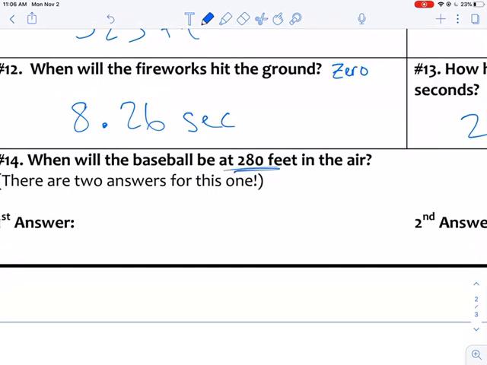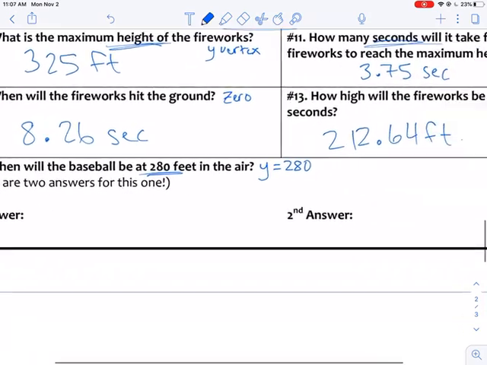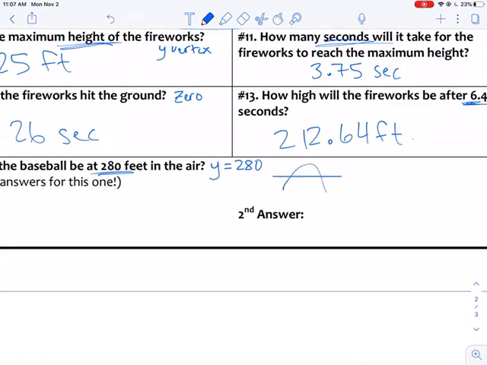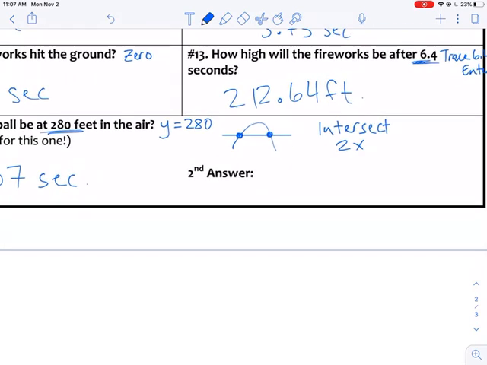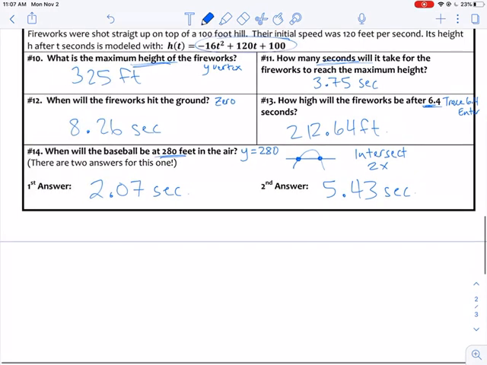When will the baseball be 280 feet high? So again, you got to go into your y equals, put in a second equation of y equals 280, and you're going to look for where that 280 intersects. So you're going to use your intersect. You have to do it 2 times. So the one on the left is going to be after 2.07 seconds. And your intersection on the right is going to be after 5.43 seconds. That ball will be 280 feet high. Or a firework, sorry. That's a firework. We have to change that.